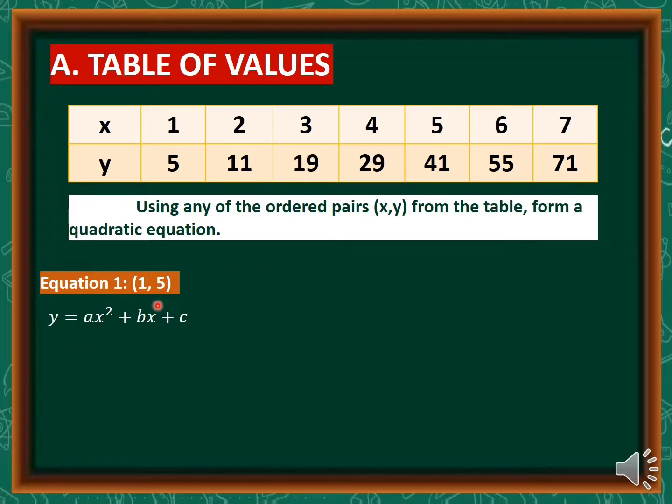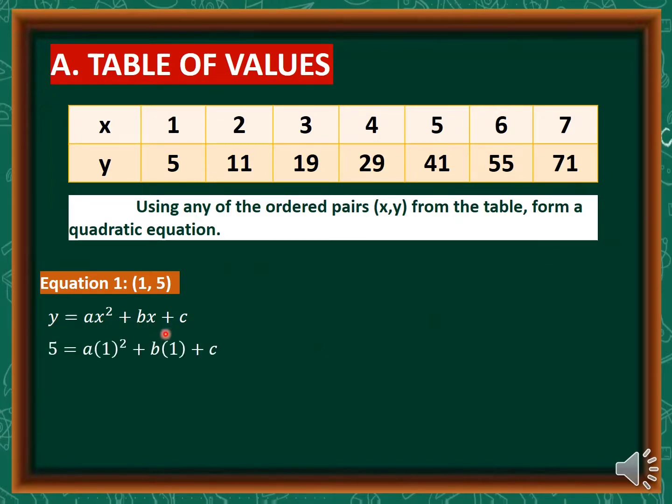Since we all know that the quadratic function is equal to y is equal to ax squared plus bx plus c, all we need to do is to substitute the values of 1 and 5. Ang 1 natin is the x coordinate, while the 5 is our y coordinate. So, meaning to say, this is x, this is y. Sasubstitute natin siya sa value nito. Y is equal to ax squared plus bx plus c.